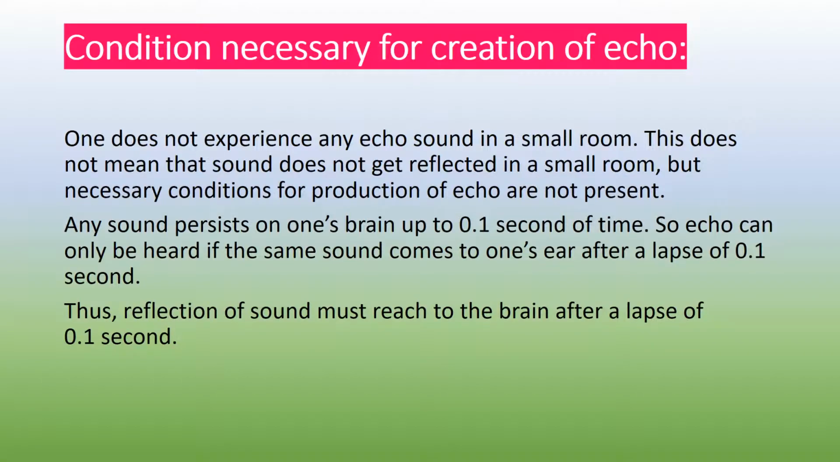Condition necessary for creation of echo. One does not experience any echo sound in a small room. This does not mean that sound does not get reflected in a small room, but necessary conditions for production of echo are not present. Any sound persists on one's brain up to 0.1 second of time. So echo can only be heard if the same sound comes to one's ear after a lapse of 0.1 second.